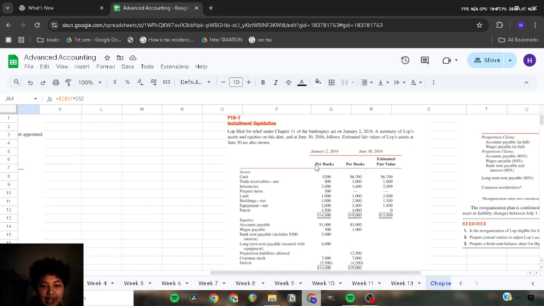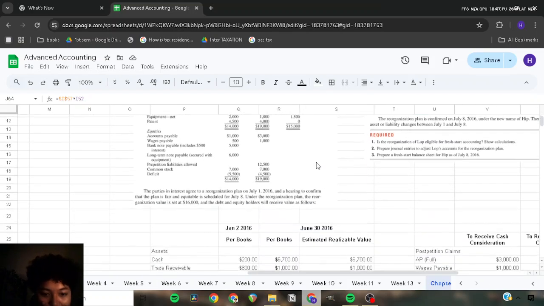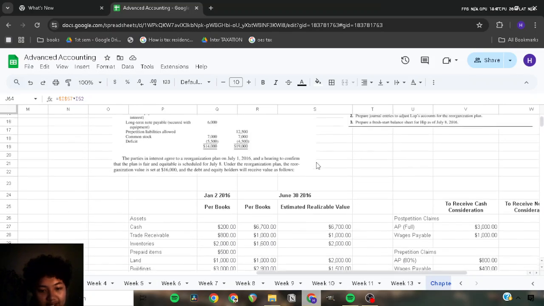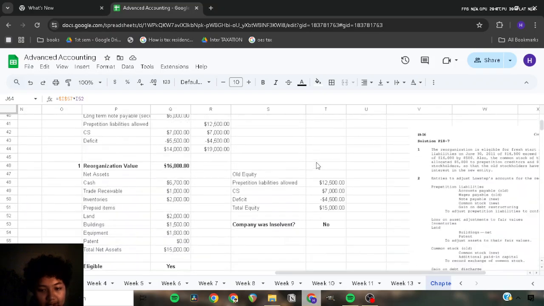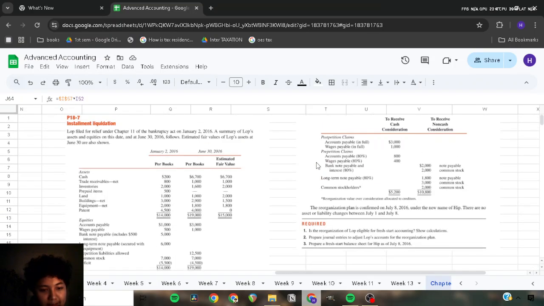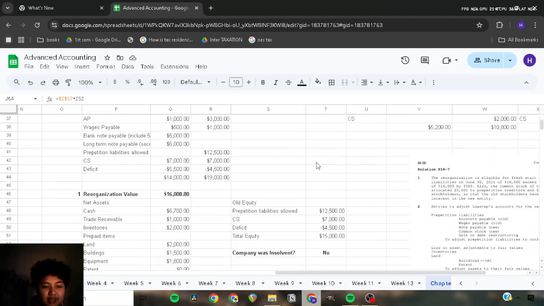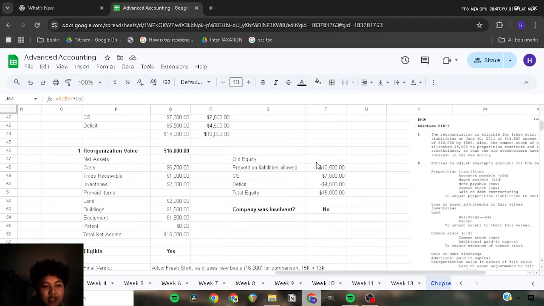So yeah, that's that. For the next one, there's a lot of work that I had to do. Problem three asks us about a balance sheet and the whole reorganization plan, and we first need to determine whether it's eligible or not. The first key to determine whether it's eligible is to see whether the reorganization value exceeds the total net assets or not.